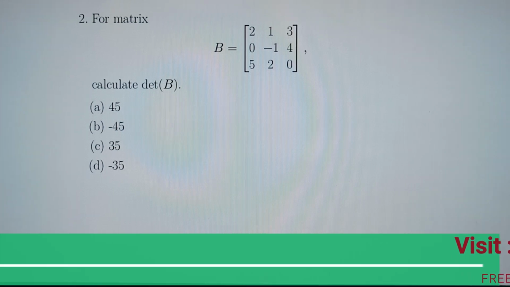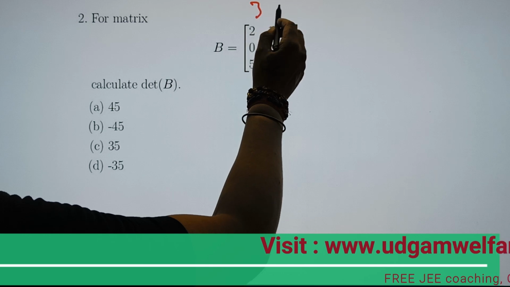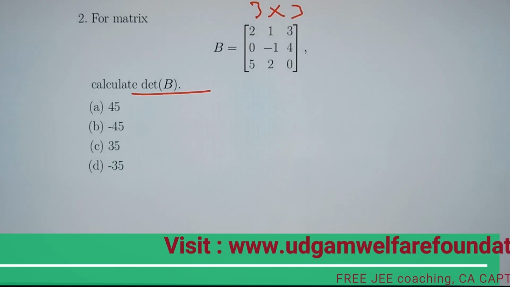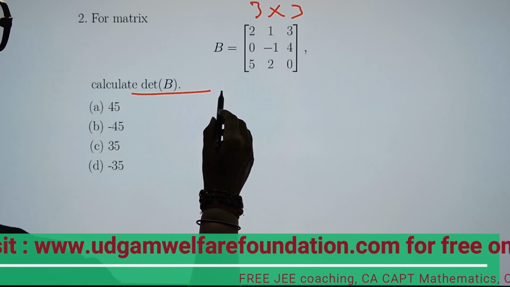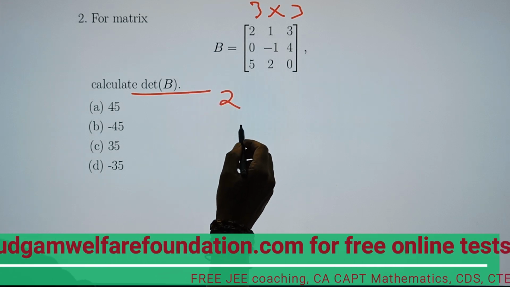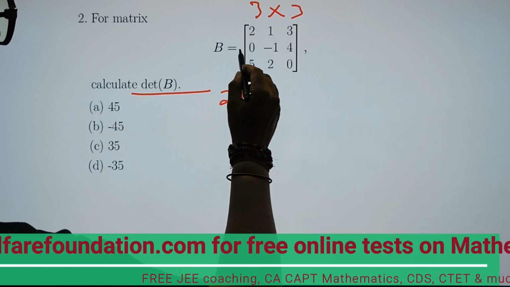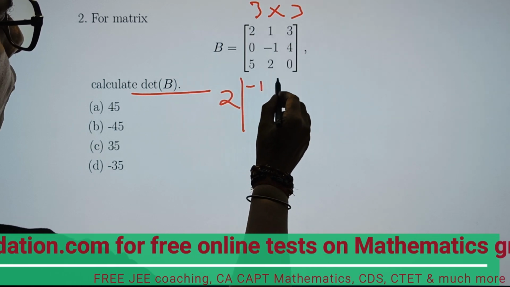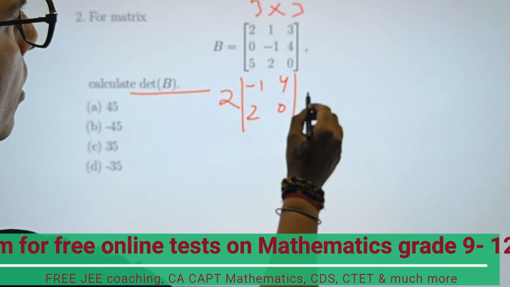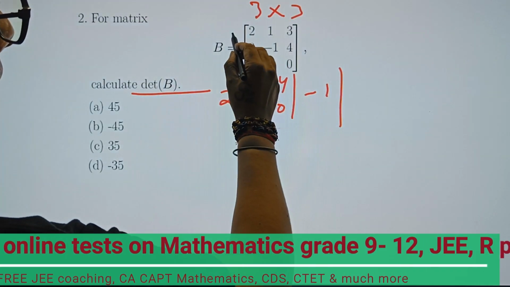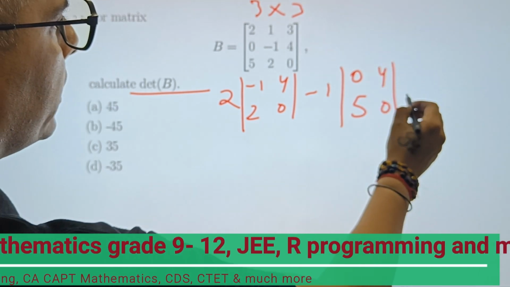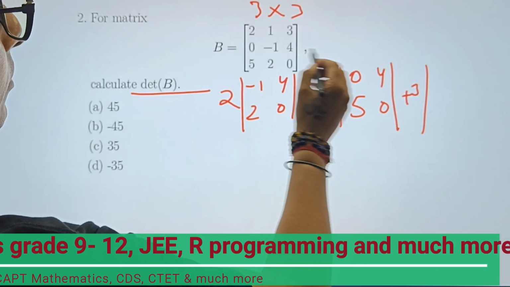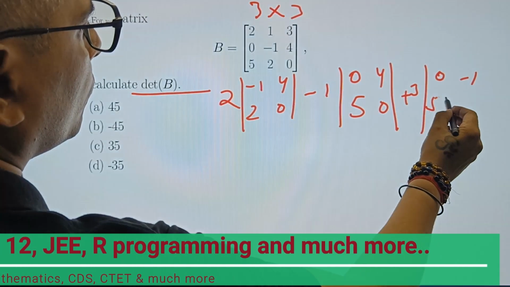So students, this is our question number 2. For matrix B, we have a 3 by 3 matrix here because it is having 3 rows and 3 columns. Calculate the determinant of B. We need to find the value of B here. So let's start. We are expanding with respect to the first row. So 2 into minus 1, 4, 2 and 0, minus 1. Then this will be eliminated, 0, 5, 4, 0, then plus 3. Then you will be getting 0, minus 1, 5 and 2.